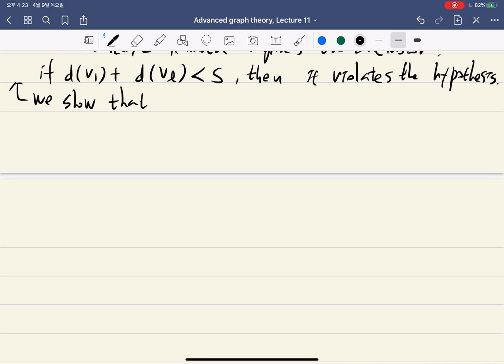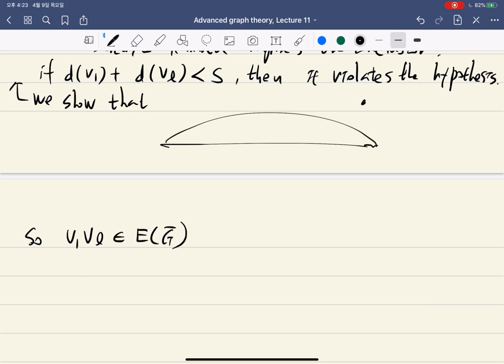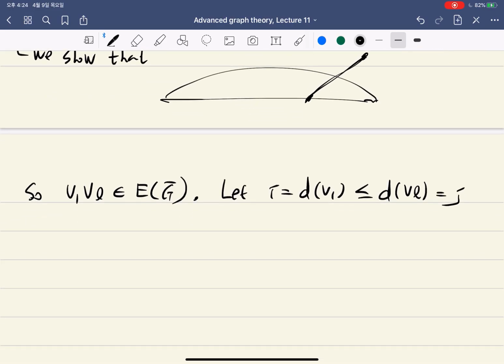As G is connected, if you get a cycle again, then we get a longer path. So we know that P1 PL is not an edge, because again by the same logic, if there is such a cycle H, then we can find an edge towards the outside that gives us a longer path. Let i be the degree of V1 and degree of VL be j, so that i is smaller than or equal to j.